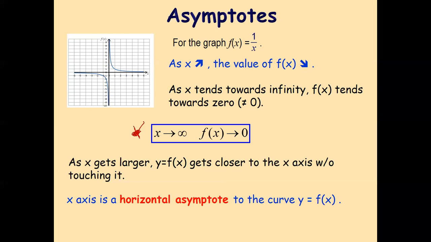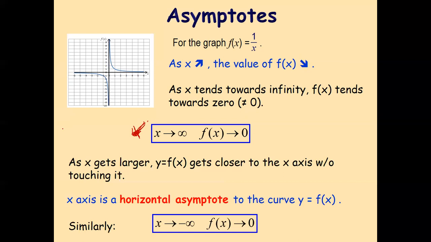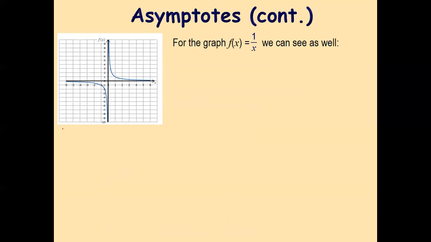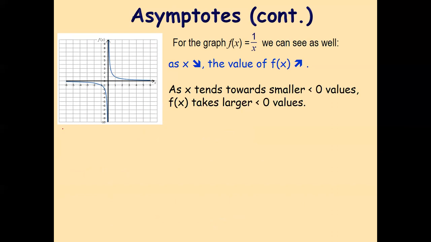So basically, if you can write something like this, as x tends towards infinity, f of x tends to 0, we've got what we call a horizontal asymptote. The same thing happens as x tends towards negative infinity, f of x again tends towards 0 without touching it. Okay, but on the negative side. But like I was just mentioning earlier on, we can see as well that as x tends towards 0, the value of f of x increases.